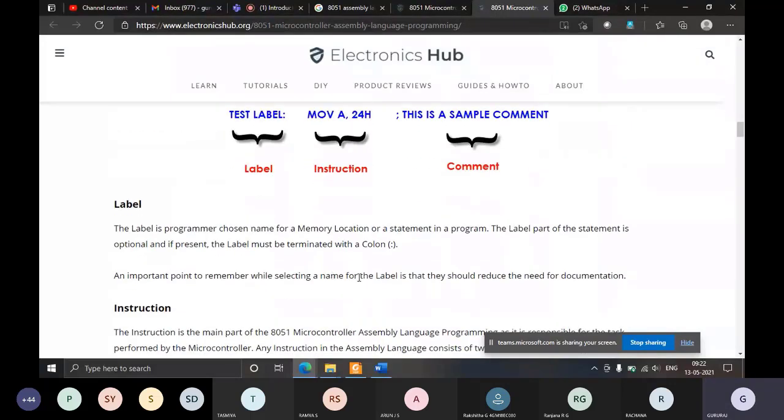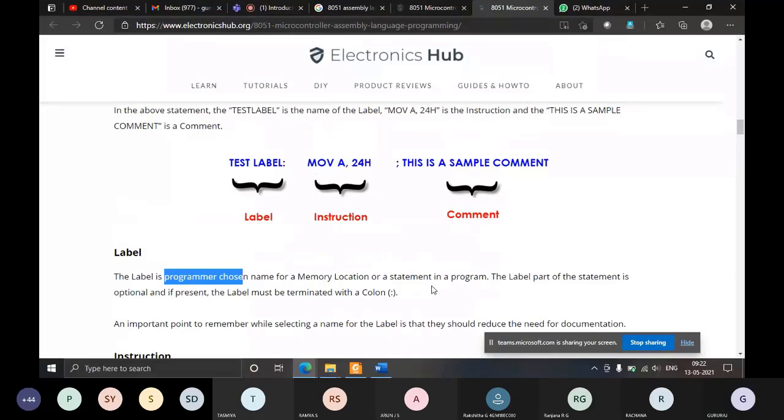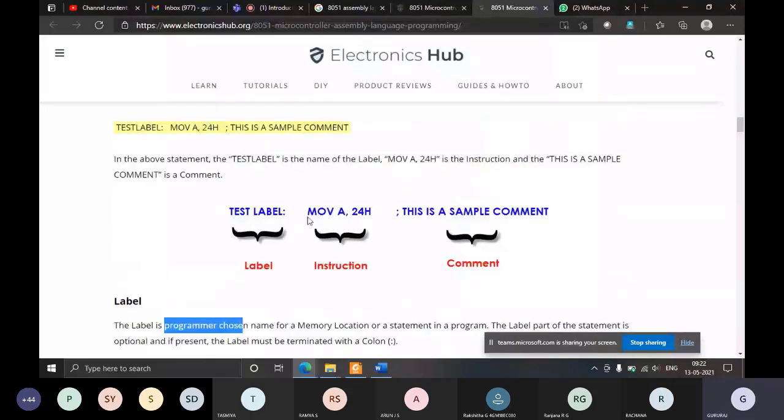So what is this label? The label is a programmer-chosen name for a memory location or a statement in the program. It is chosen by the programmer, and the name you choose should not be a keyword. What do I mean by a keyword? MOV is a keyword. You should not use MOV as a label again.